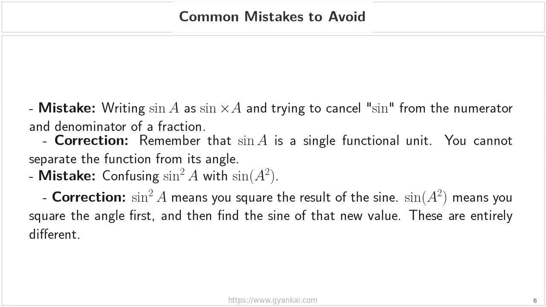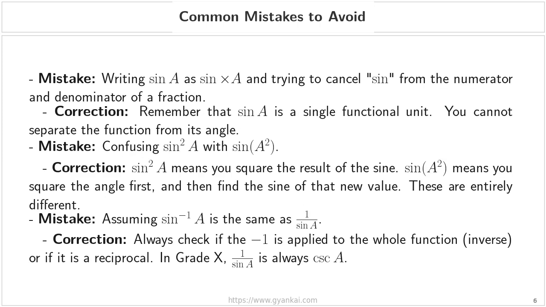Second, be very careful with where you place your exponents. It is easy to confuse sine squared of A with sine of A squared. These are two completely different operations. In sine squared of A, we find the sine of the angle first, and then we square that resulting value. However, in sine of A squared, you're squaring the angle itself before even applying the sine function. As you saw in our breakdown of powers of ratios, the exponent on the function refers to the result, not the input.